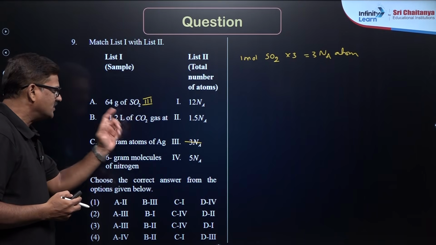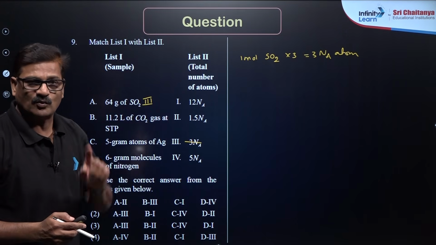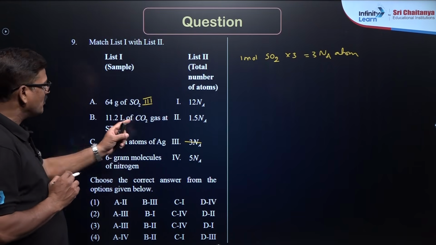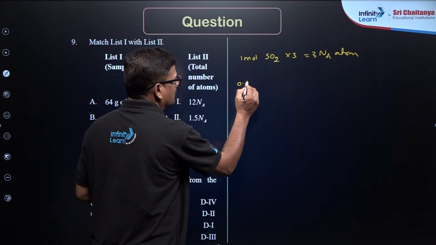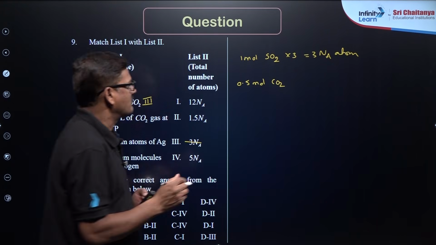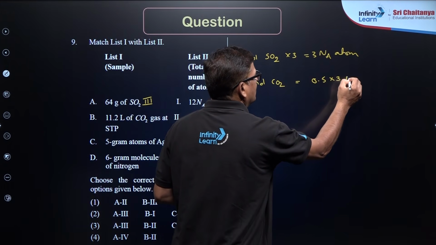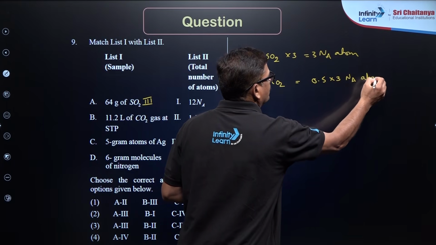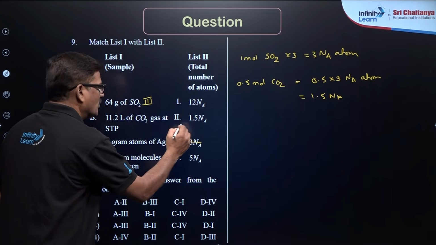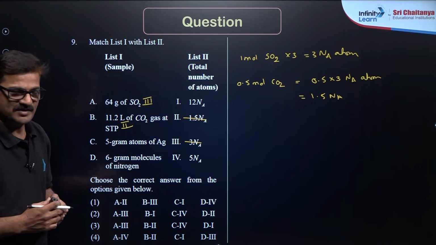And 11.2 liters of carbon dioxide at STP. 22.4 liters is equal to 1 mole, so 11.2 liters is going to be half mole. So 0.5 mole CO2, each containing 3 atoms. 0.5 into 3 Na atoms, I mean to say 1.5 Na atoms. So for this, 2 is the correct match.